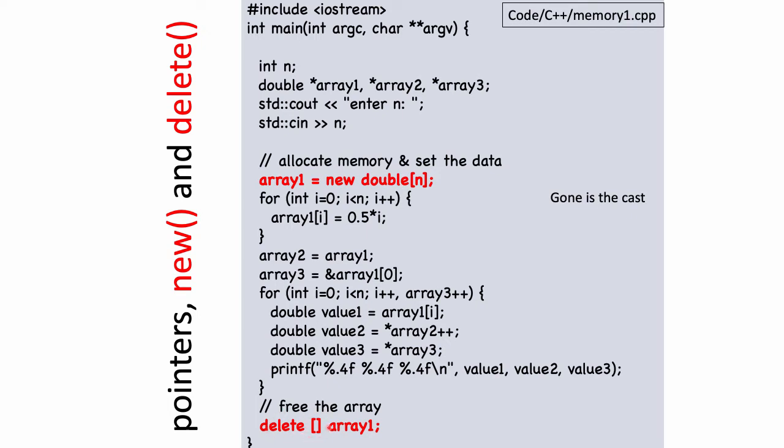The one thing to note, when you new an array with the square brackets, the square brackets indicate we're creating an array of n objects. When we return the objects to the heap, we have to tell the compiler that this was an array we newed, so we have to put in the square brackets.